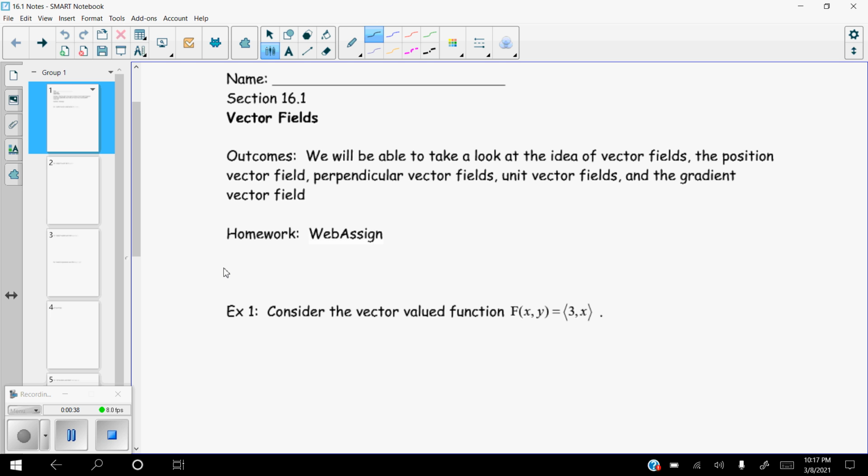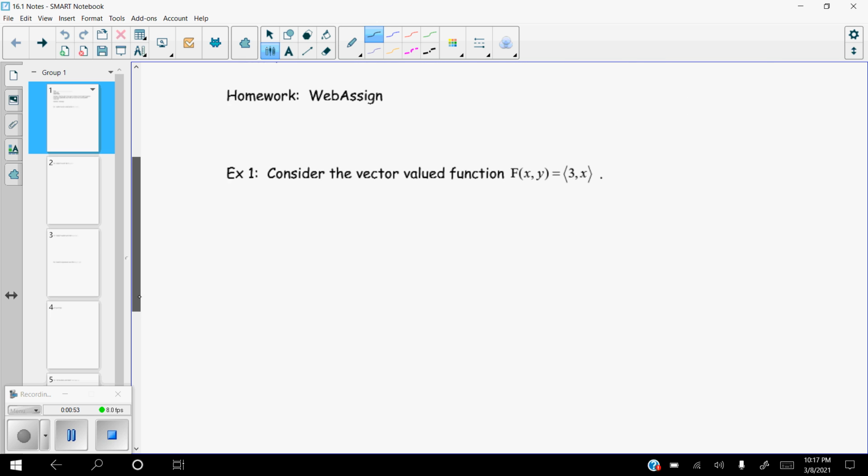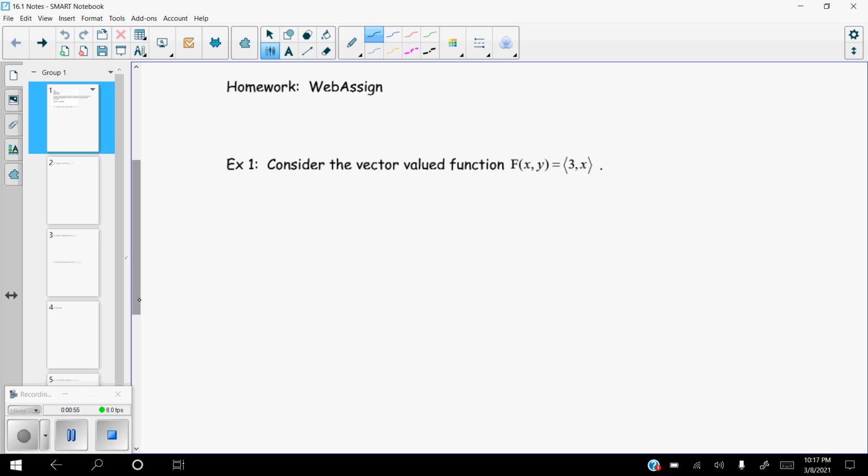So our outcomes: we're going to be able to take a look at the idea of a vector field, the position vector, perpendicular vector fields, unit vector fields, and the gradient vector field. So we're going to take a look at all those different things. Really a very simple overall concept.